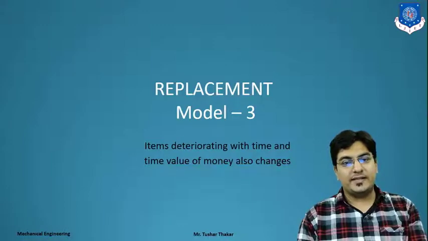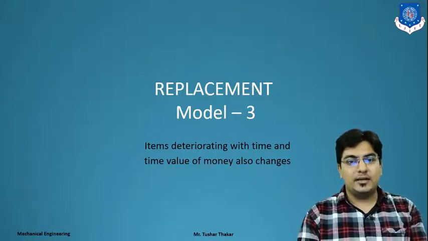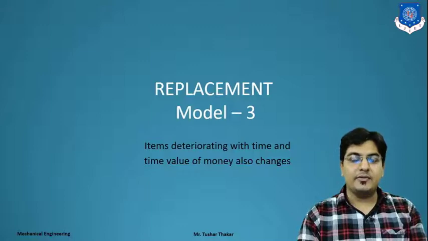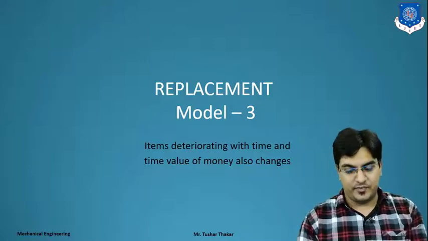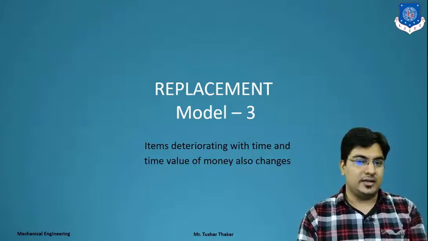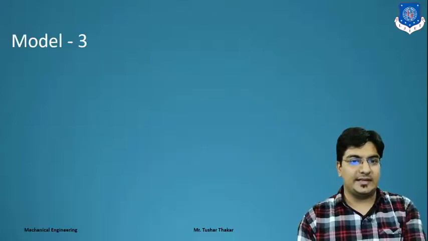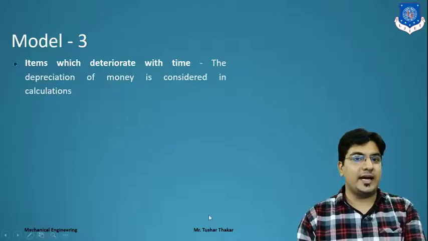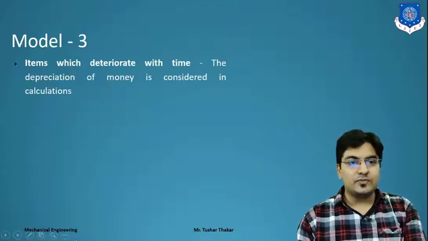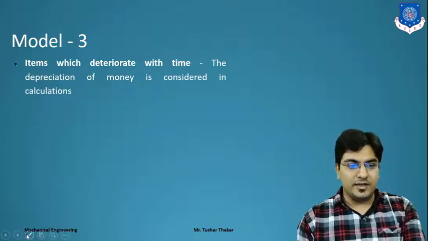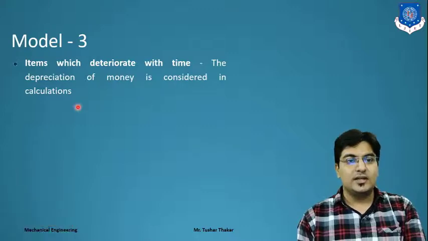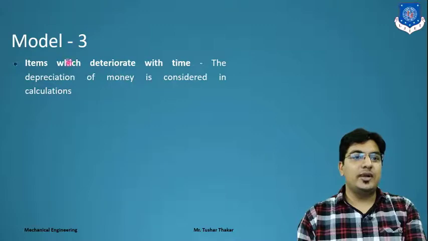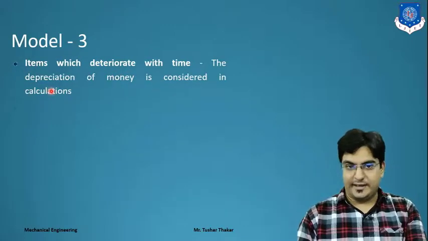In this type of example, material or equipment have some discount rate every month or every year, right? So we can see from the example here, the items which deteriorate with time, and the depreciation of money is considered in the calculation. Means here we have to calculate the depreciation of money, that is a discount rate.